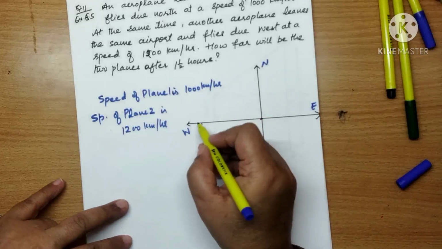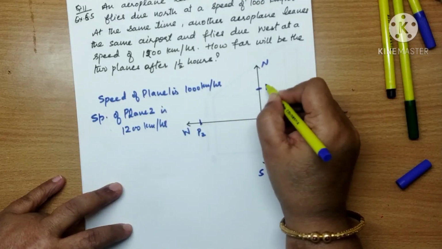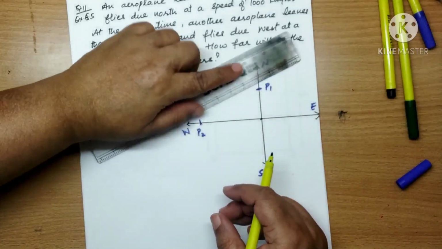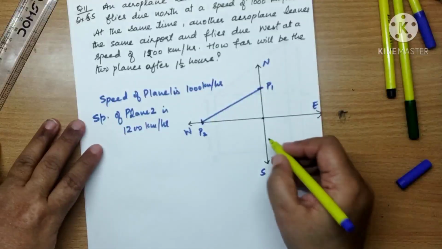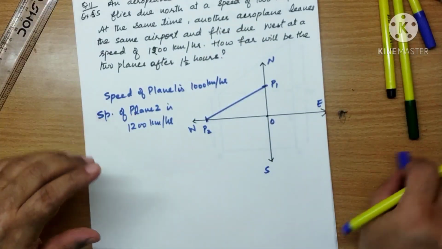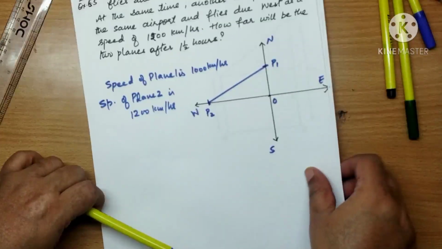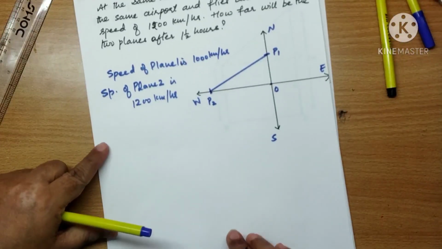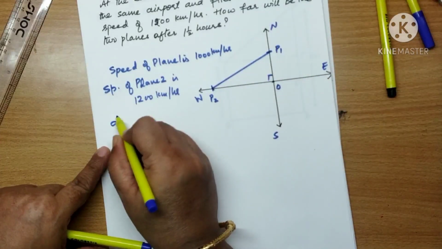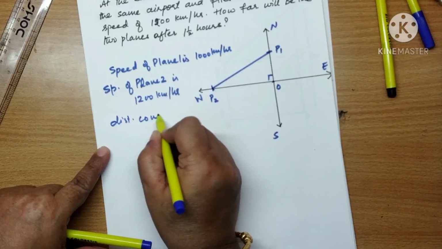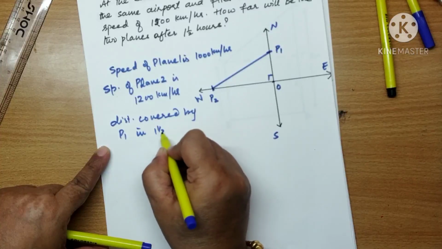Suppose after 1.5 hours plane 2 is here, this is P2, and P1 is here. So we actually need to find the distance between P1 and P2. So this we need to find out. Let's call this O. So in the question we have to find the distance between P1 and P2. Now obviously this angle is 90.